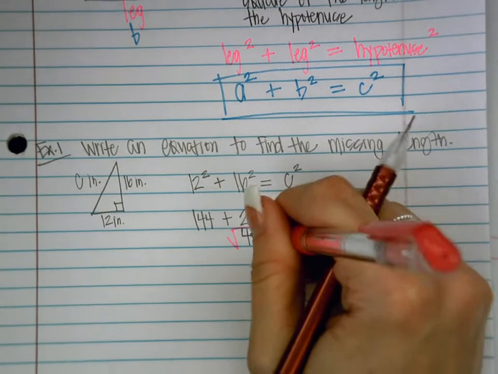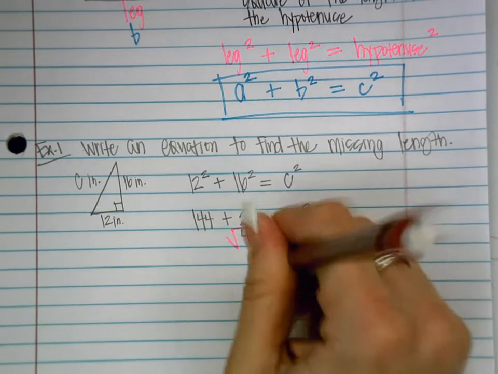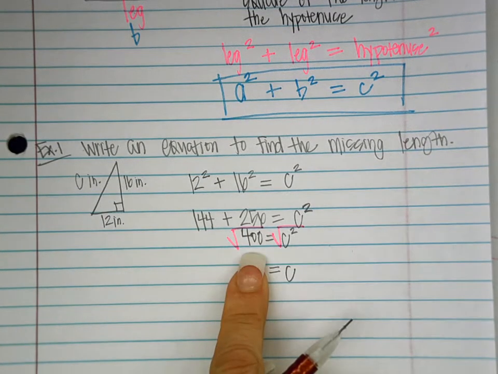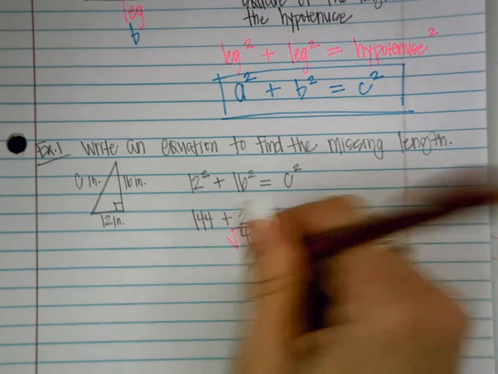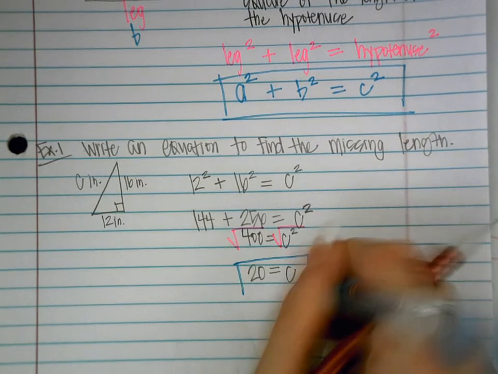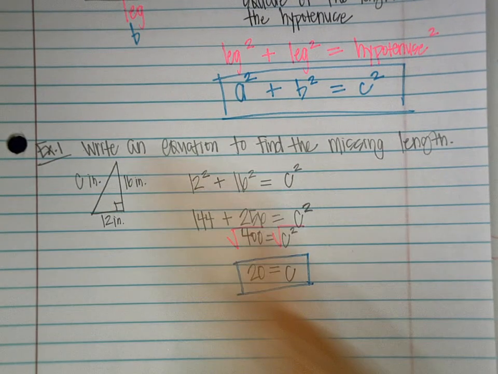Okay, square root both sides. Then you have to go backwards. What number squared gives you 400? 20. And that is your answer. Okay, 20 is this length.